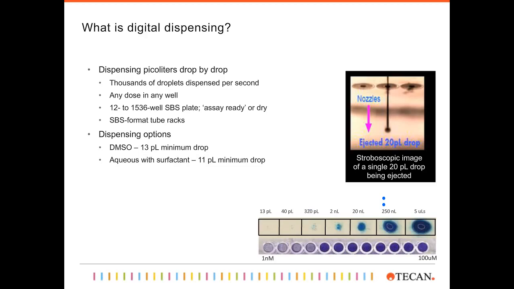Now, how are these volumes built up? Why is it digital dispensing? Because we have a certain amount of fluid that we can dispense. In this case, you will see two tiny droplets of 20 picoliters each, which makes up 40 picoliters in volume. For 320 picoliters, this means 16 droplets of 20 picoliters, and so on. You can go up to 5 microliters or up to 10 microliters of dispense volume with the D300E.